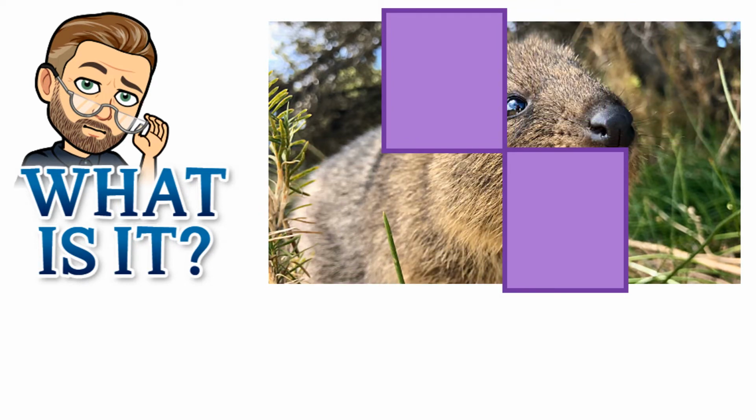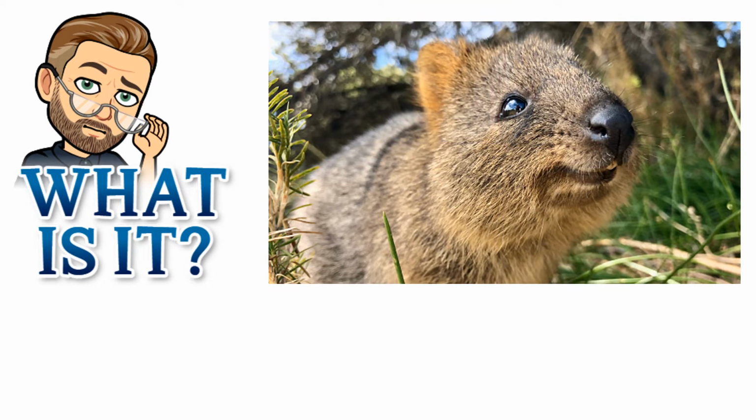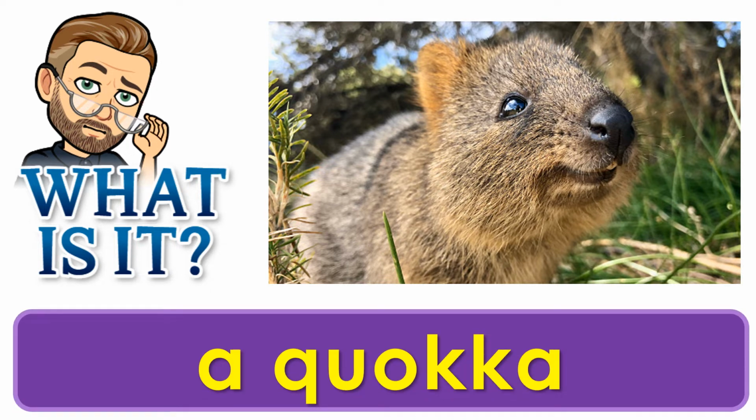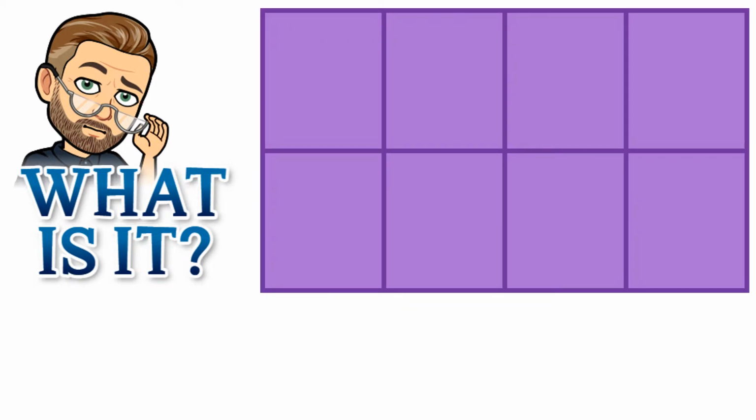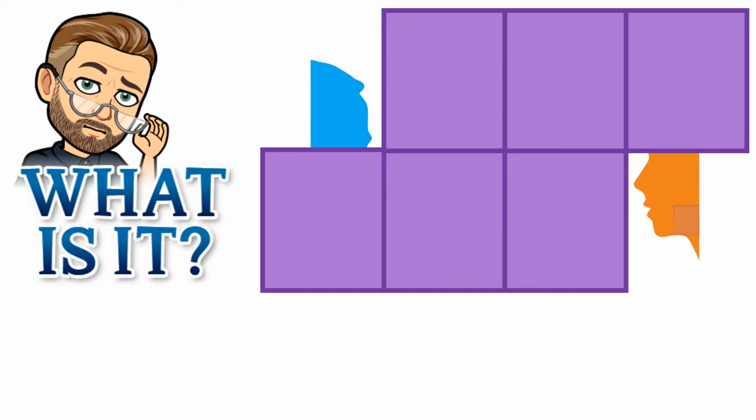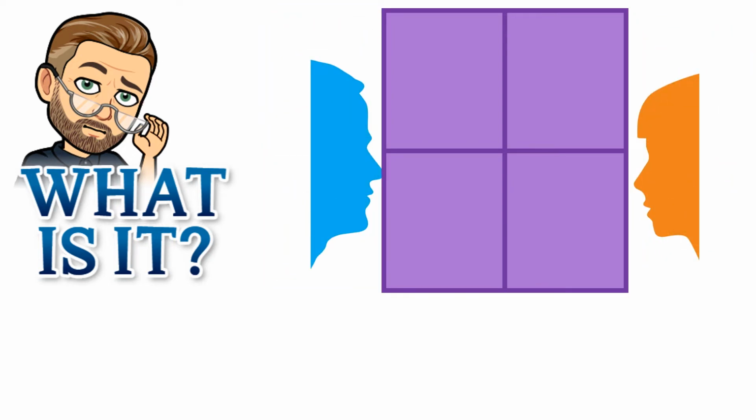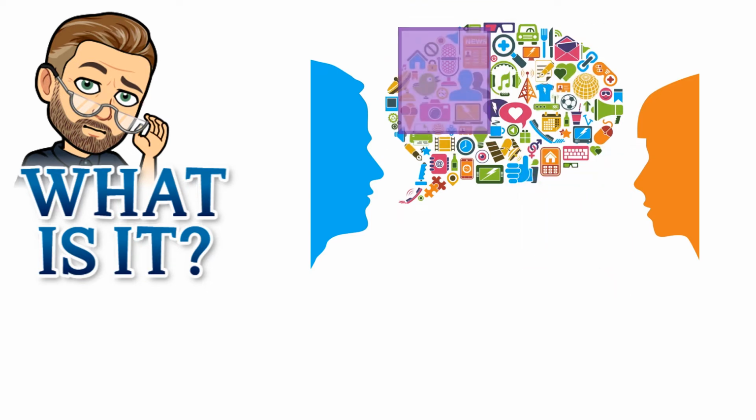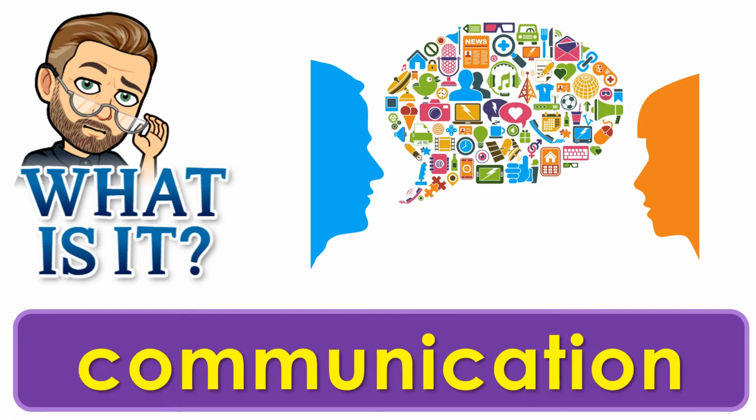Wait, this isn't something about communication. What is it? Do you know the answer? This is a quokka, a very cute animal. Say it after me. A quokka. Bye-bye, Mr. Quokka. All right, back to work. What is it? This is what Unit 9 is all about. This is communication. Say it after me. Communication.